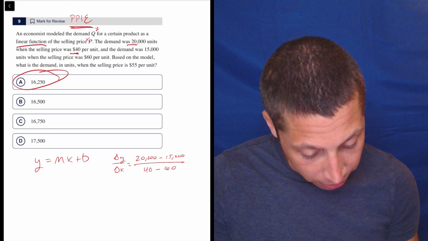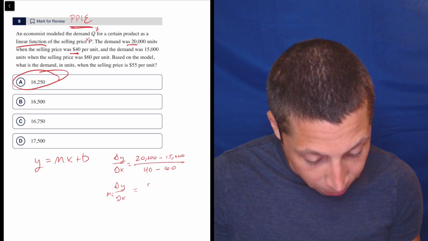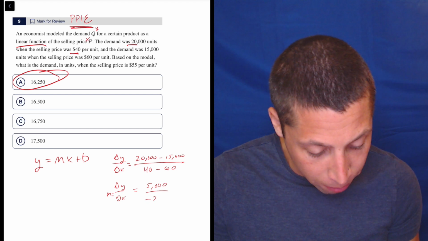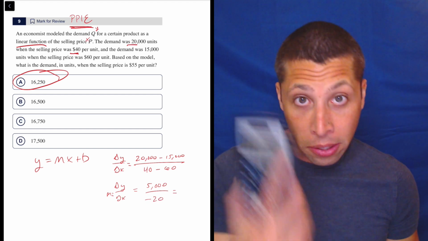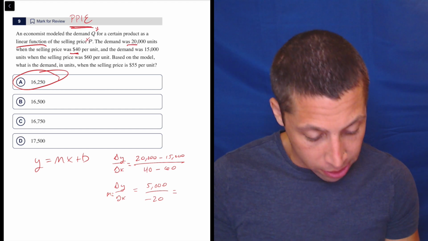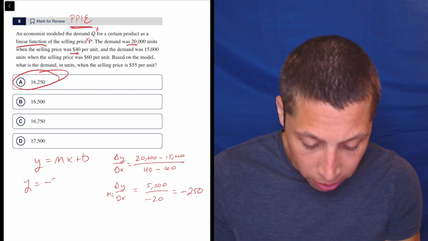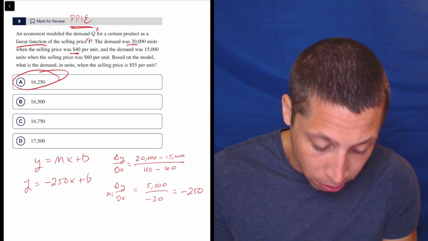So we got to be careful with the slope there, but change in y over change in x, the slope, the m, is going to be 5,000 divided by negative 20. I'd go to this calculator for that. 5,000 divided by negative 20 is negative 250. So now I have part of this equation, but I don't have the b. I don't have a starting point.